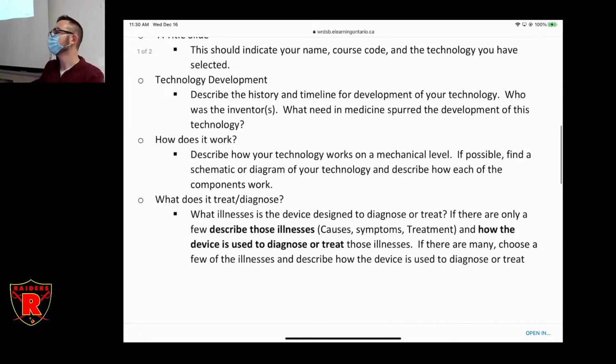The second component is you're going to explain to me, how does your technology actually work? If you pick X-ray, for example, like, how is it taking a photo of the body? You know, what is that photo? How is it producing X-rays? Why is it using X-rays?